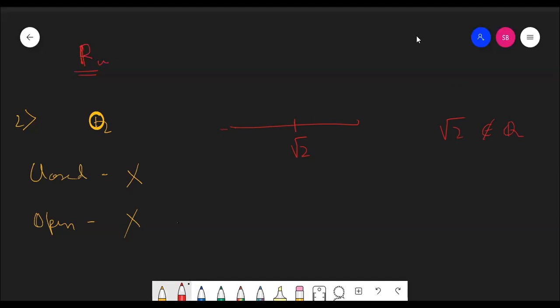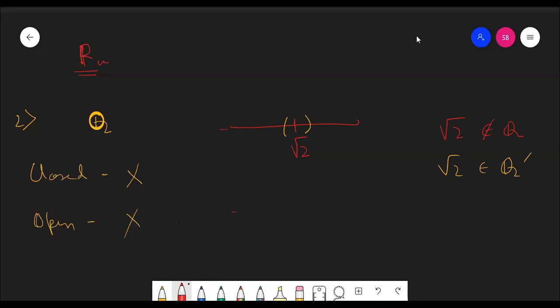So root 2 is not in the set of rationals, right? But take any neighborhood around root 2. There will be many rationals in that neighborhood, right? Any neighborhood around root 2 will contain some rational number. Thus, root 2 is a limit point of the set of rationals, but it is not actually in the set of rationals. So thus it is not closed. It has a limit point outside the set.